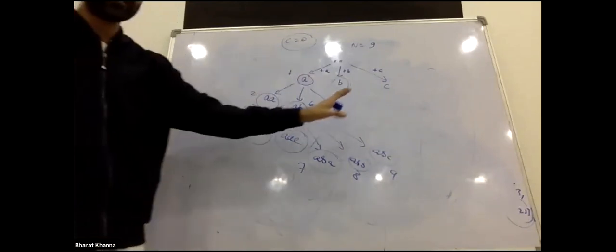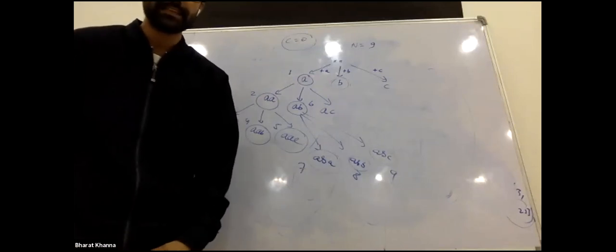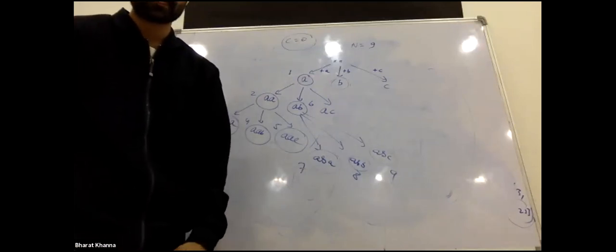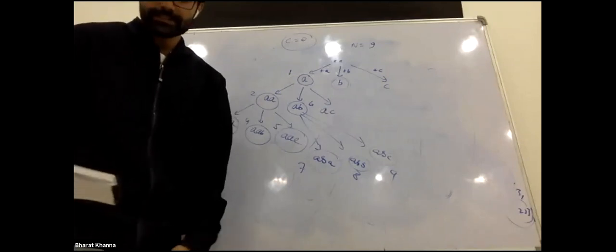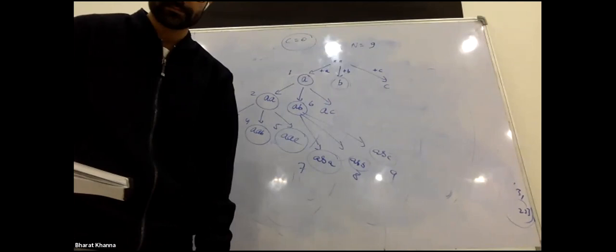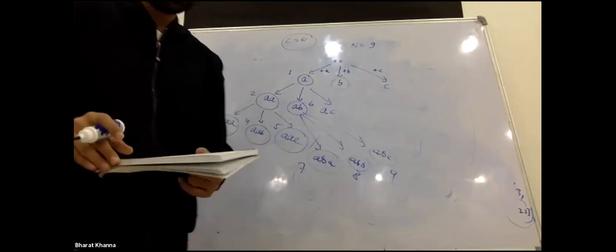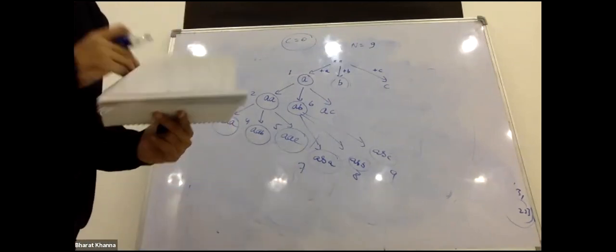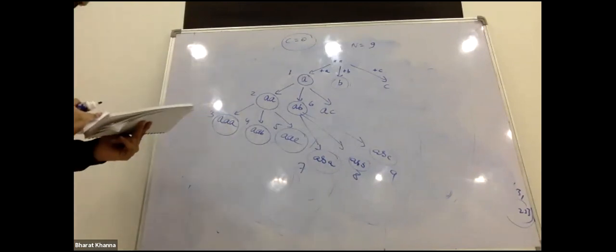Is that clear? How many of you understood this tree diagram? Just say yes, if you got it. Can you implement this logic on your own? How many of you feel can implement this logic on your own? Okay, so let us all just try doing that.